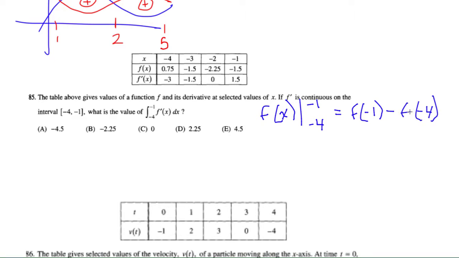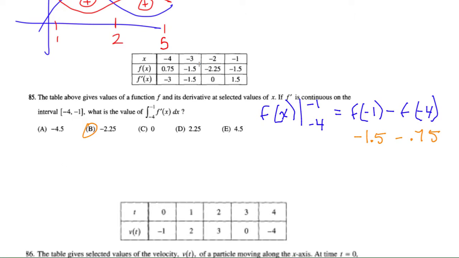Well, what is f of -1? I think I'm doing this right. F of -1 is -1.5. Oh, no. 1.5. And then f of -4 is 0.75, so minus 0.75. I get -2.25. Correct answer is B.